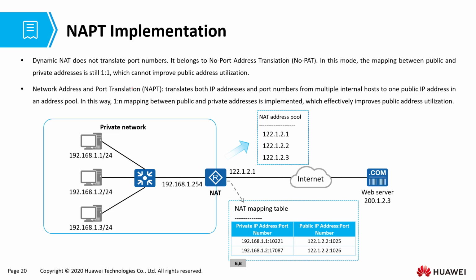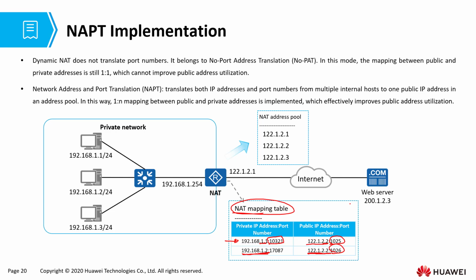Let us look at this example right here. You can look at the NAT mapping table that has been generated. 192.168.1.1 and source port 1032 is mapped to 122.1.2.2 and 1025. Look at that. The next IP address is mapped to the same public IP address but with a different port number.